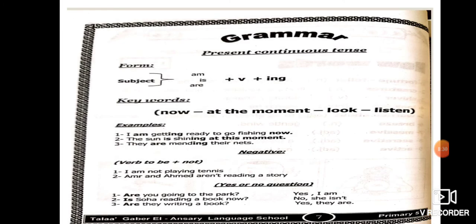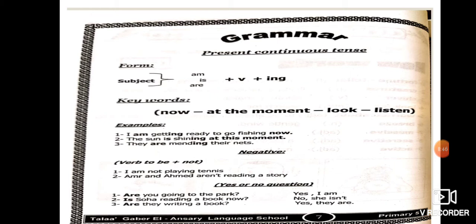Now, open page 7 on the grammar. Today we are going to revise. We are not going to take new things. We are going to revise two important tenses, the present continuous and the present simple tenses.